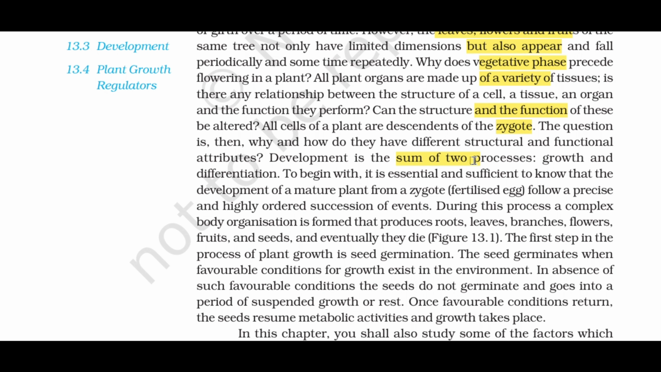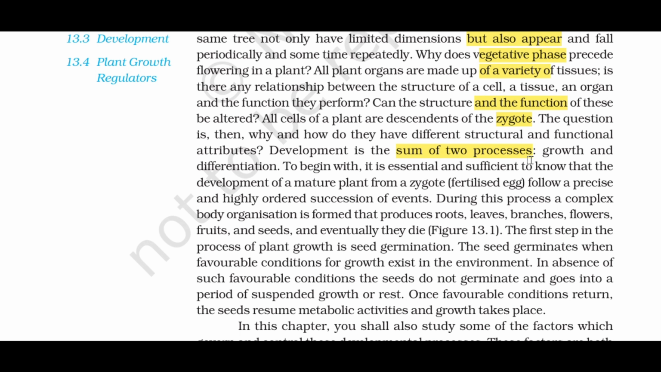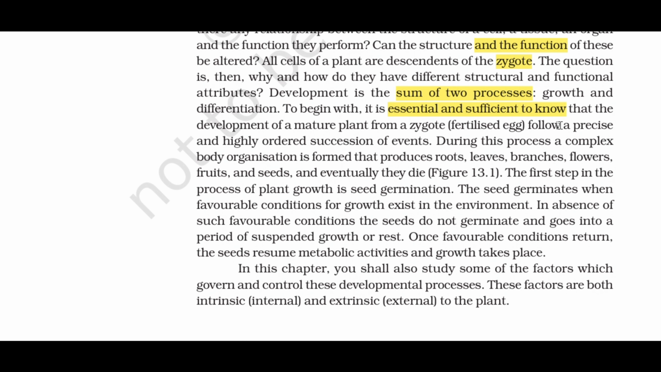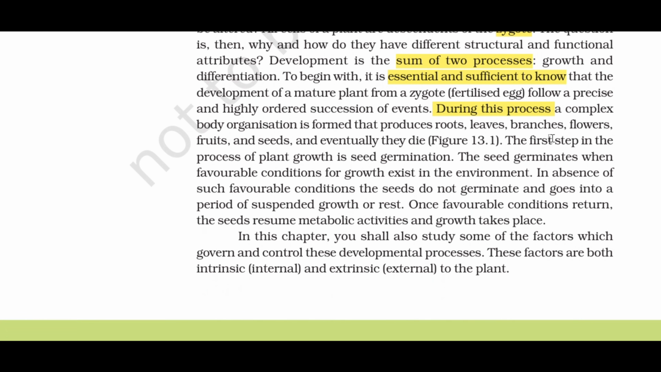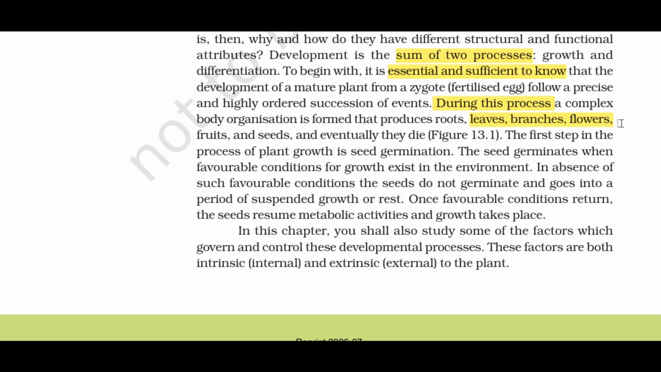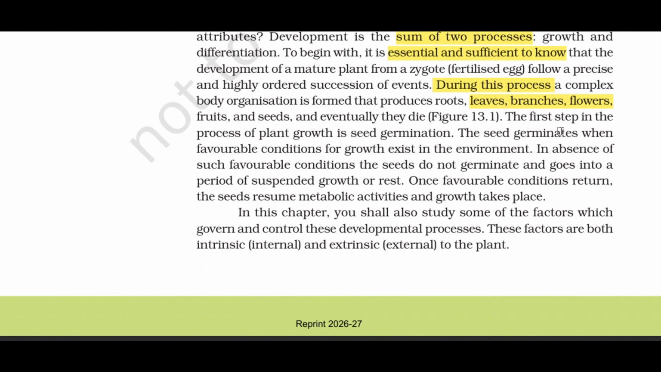Development is the sum of two processes, growth and differentiation. To begin with, it is essential and sufficient to know that the development of a mature plant from a zygote, the fertilized egg, follows a precise and highly ordered succession of events. During this process, a complex body organization is formed that produces roots, leaves, branches, flowers, fruits, and seeds, and eventually they die, Figure 13.1. The first step in the process of plant growth is seed germination.